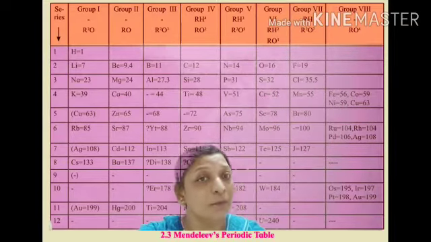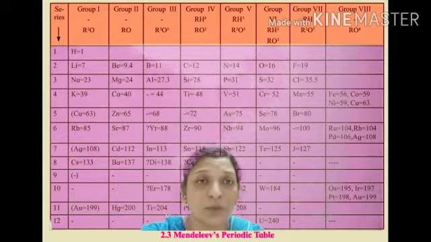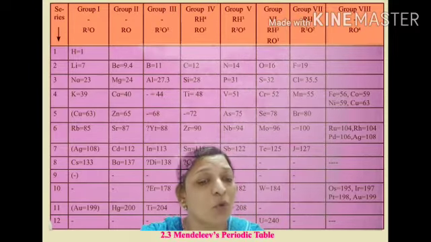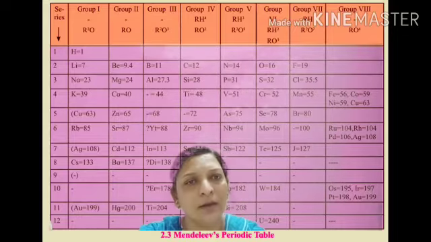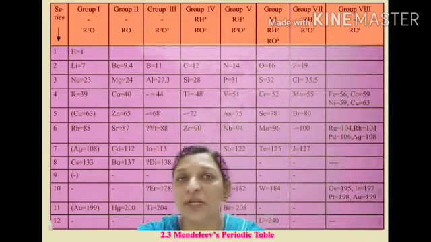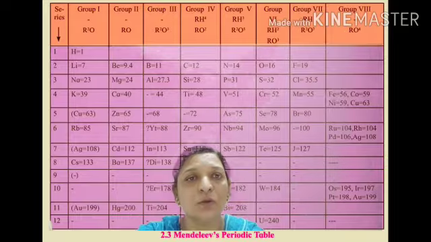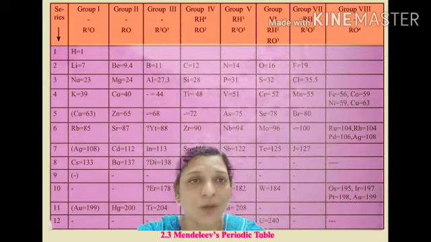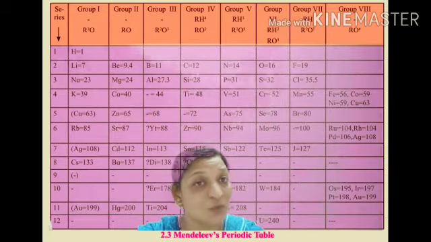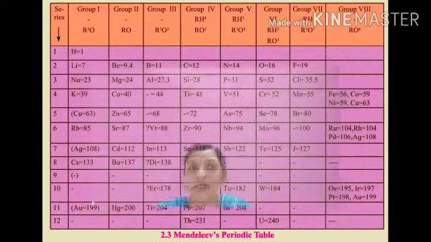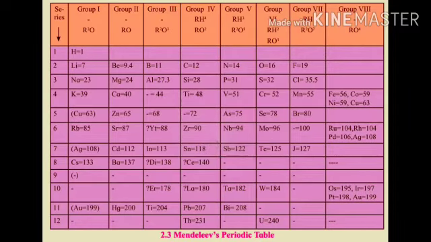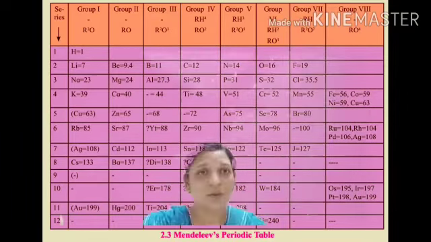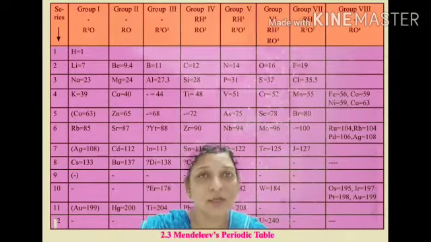So the Mendeleev's periodic table was not able to answer some more doubts. And as the science progressed, Mendeleev's periodic table was also got changed. And today we know about modern periodic table, but it is based on Mendeleev's periodic table. So dear students, we will learn about modern periodic table in the next period. Dear students, before ending the class, let us answer these two questions.